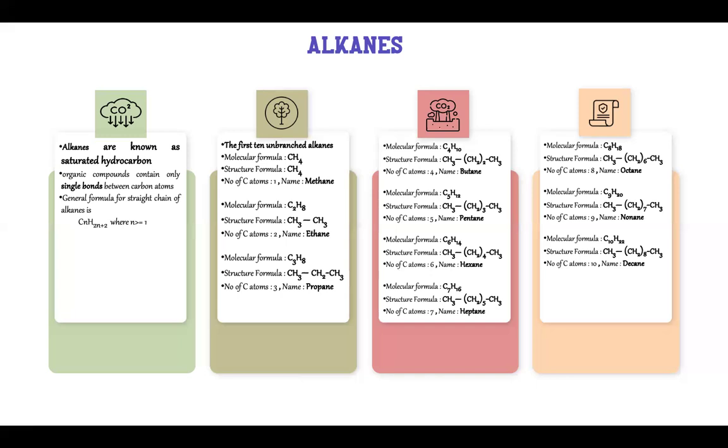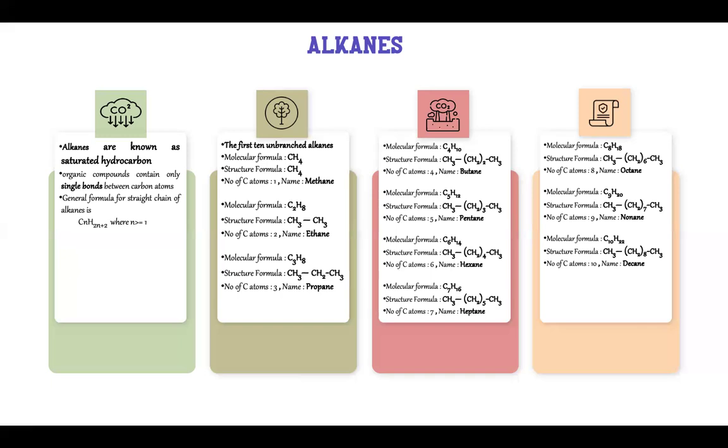Next, we have butane, where the number of carbon atoms is 4, the molecular formula is C4H10, and the structural formula is CH3-(CH2)2-CH3. Next, we have pentane, where the number of carbon atoms is 5, the molecular formula is C5H12, and the structural formula is CH3-(CH2)3-CH3. Next, we have hexane, with 6 carbon atoms. The molecular formula is C6H14, and the structural formula is CH3-(CH2)4-CH3.